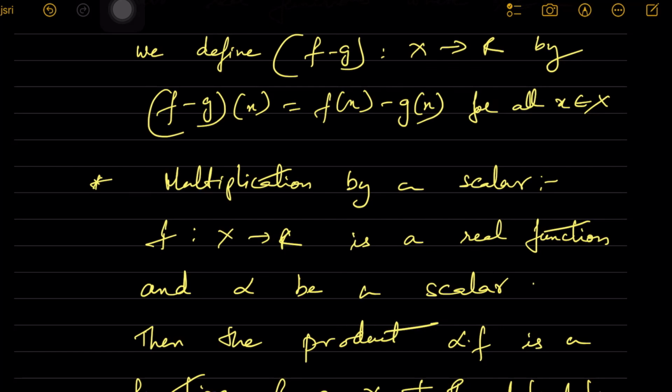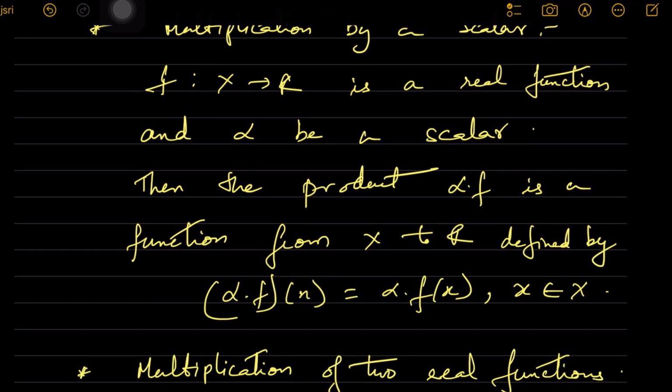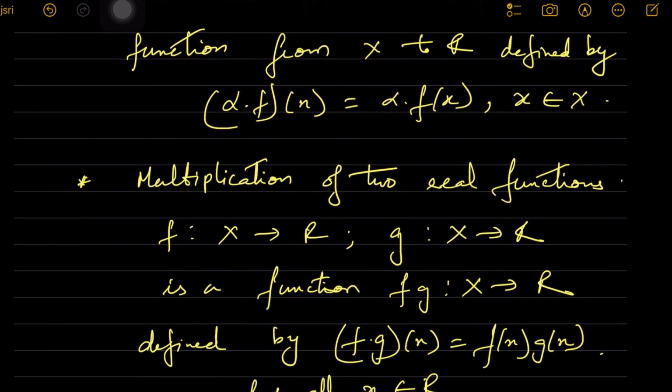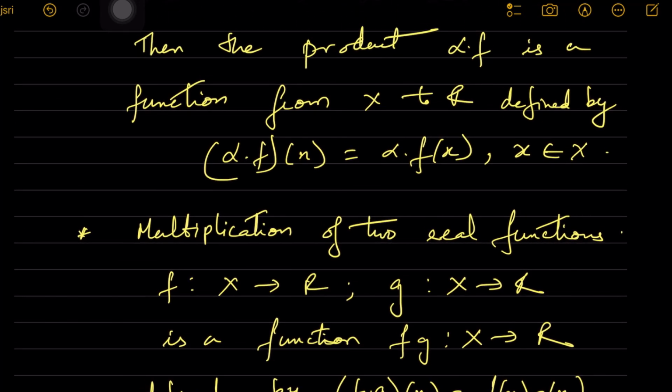What is multiplication by a scalar? f from X to R is a real function and alpha be a scalar. Then the product alpha into f is a function from X to R defined by alpha into f of x is equal to alpha into f of x where x belongs to capital X.